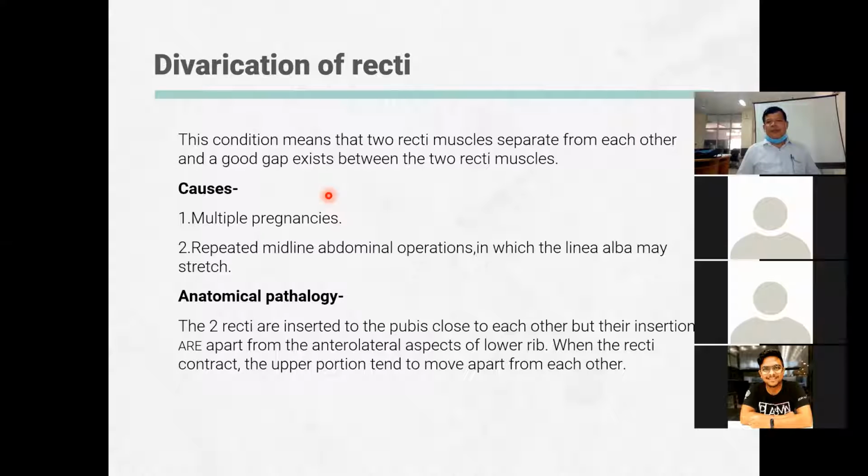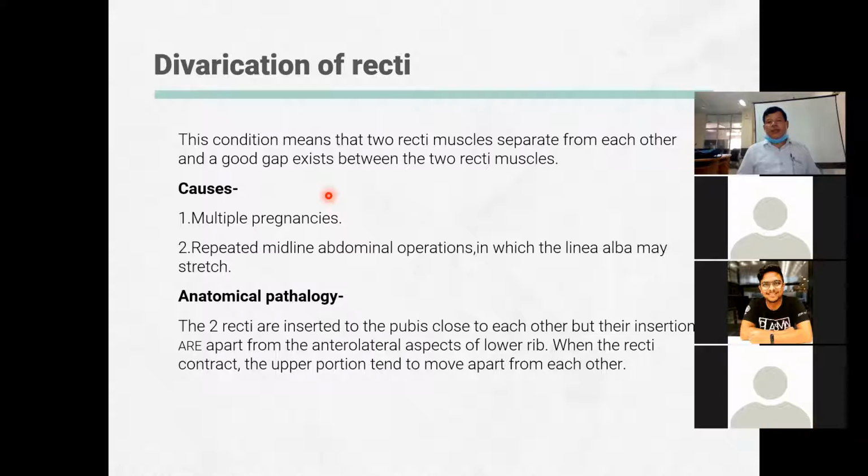Whenever, due to straining or lifting heavy weight, these two recti muscles contract, the upper portions tend to move apart from each other. This is also helped by the contraction of the external oblique and internal oblique muscles, which further helps in separation of the two recti muscles. Okay, next slide.